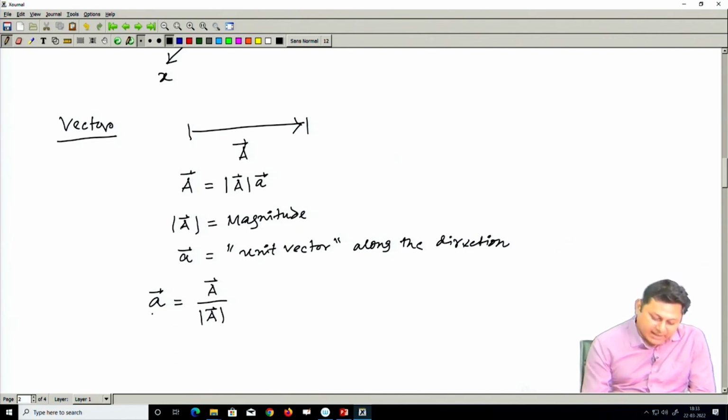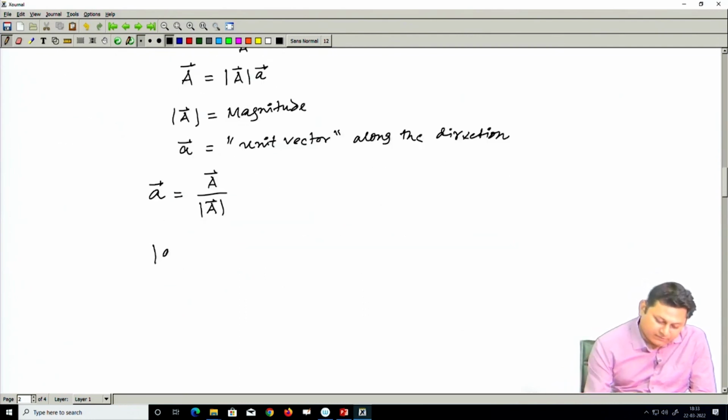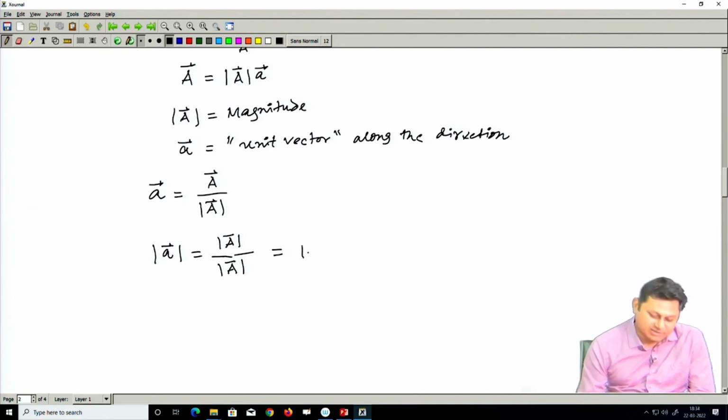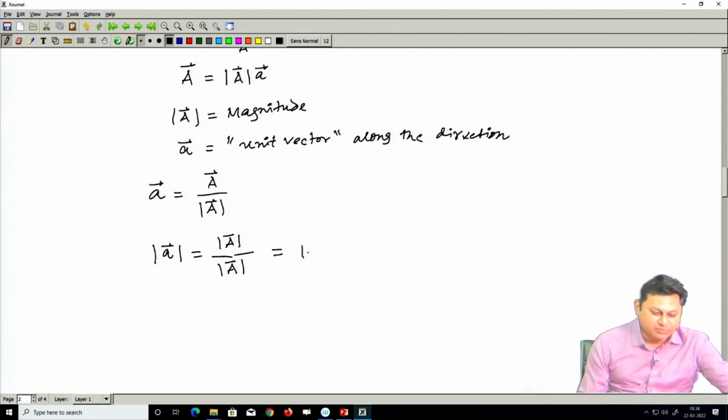Now, what is the magnitude of the unit vector itself? If I take the magnitude on both sides of this equation, it gives me unity, and that is quite obvious, because since it is a unit vector, it should have a magnitude, and this magnitude should be unity.